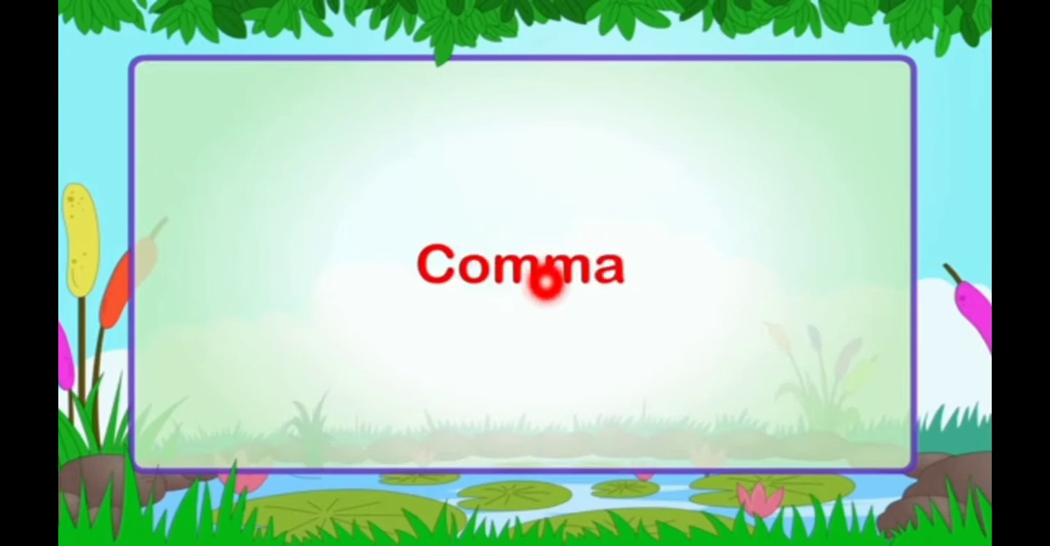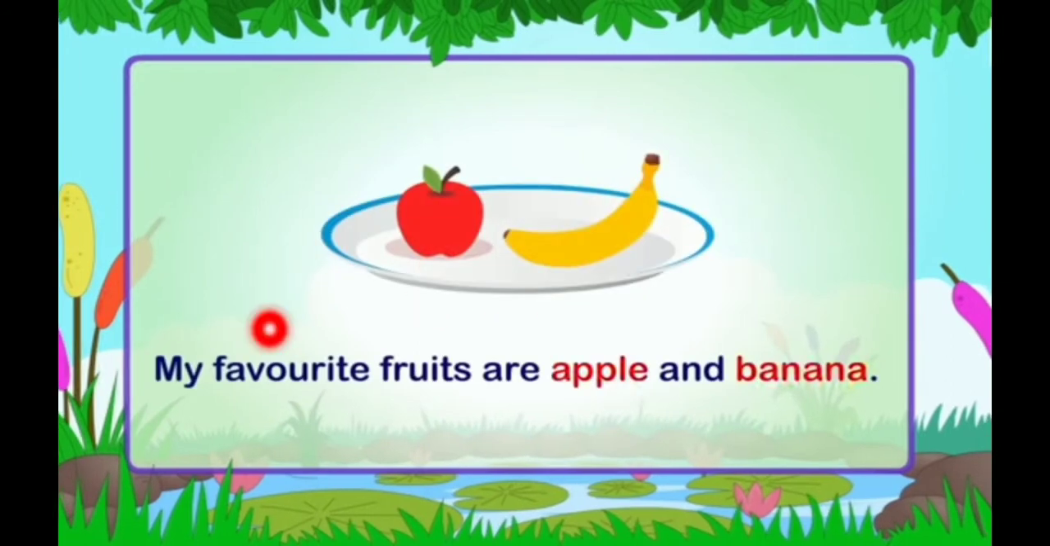Let's see comma. Here is an example. Let's read this sentence. My favorite fruits are apple and banana. Here we have only two items in the list, apple and banana. So there is no need to put comma in this sentence.